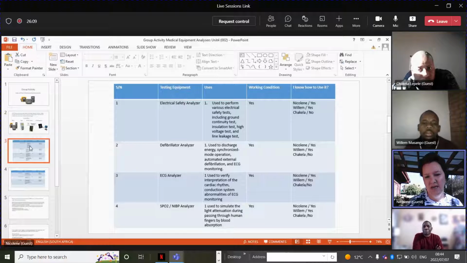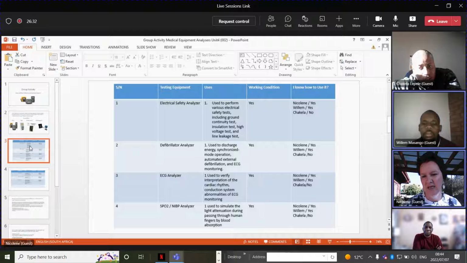ECG Analyzer, used for various interpretation of the cardiac arrhythmia conditions and ECG monitoring. So on the ECG, Nicolene and Willem do have one. Chakela not. I know he sent videos of the models that he has in the workshop. So I just know that he's on the IT side and that he doesn't really know how to use these things for now. But he's willing to learn. This is why he's doing this course.